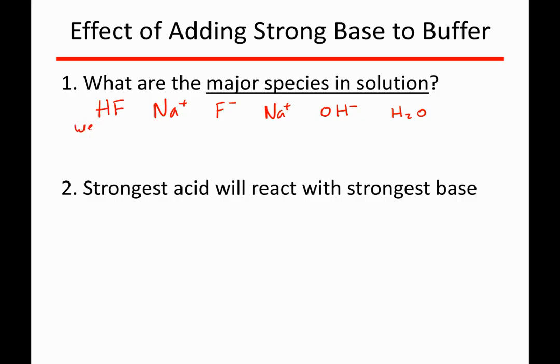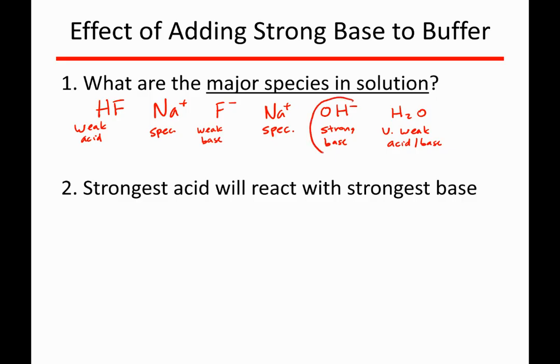HF is a weak acid. Na plus is just a spectator. F minus is a weak base. Hydroxide is a strong base. And water is a very weak acid or a very weak base. It's the weakest acid and it's the weakest base that we deal with. All right, so we know what the strongest base is here.